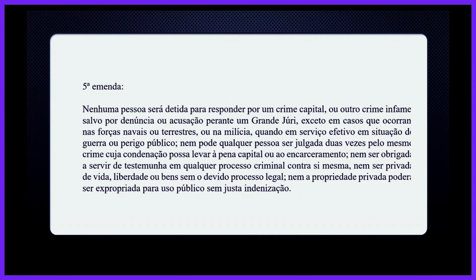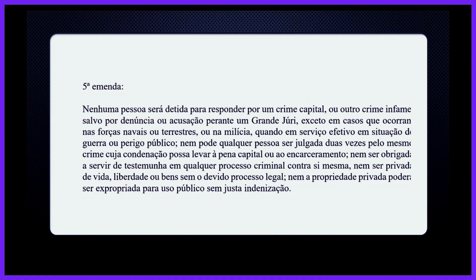Let's go to the Fifth Amendment. No person shall be held to answer for a capital or otherwise infamous crime unless on a presentment or indictment of a grand jury, except in cases arising in the land or naval forces, or in the militia, when in actual service in time of war or public danger. Nor shall any person be subject for the same offense to be twice put in jeopardy of life or limb, nor be compelled in any criminal case to be a witness against himself, nor be deprived of life, liberty, or property, without due process of law, nor shall private property be taken for public use without just compensation.